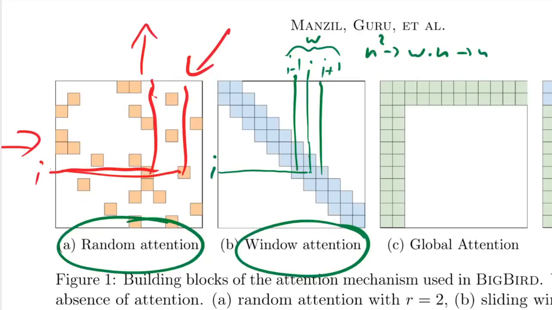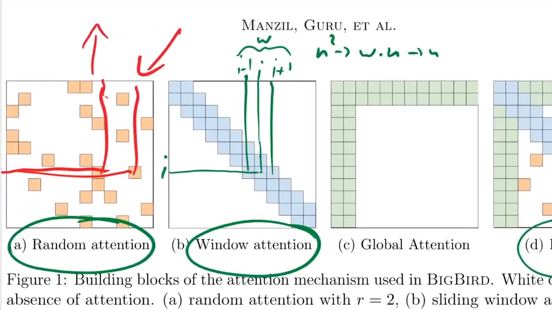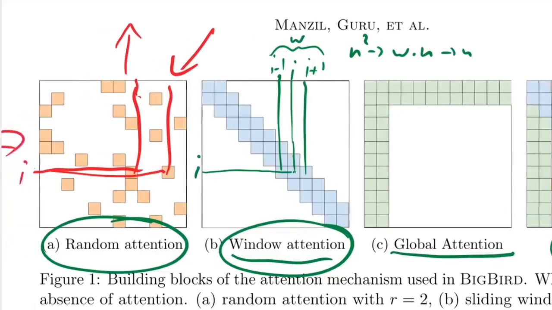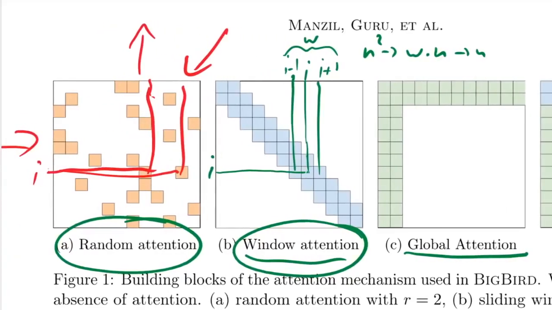I've made a video, or I think even 2 videos, on the Longformer, which used exactly the window attention in combination with the global attention. If you want to know more about that, go watch these videos. But the new thing in Big Bird right here is this addition of the random attention.